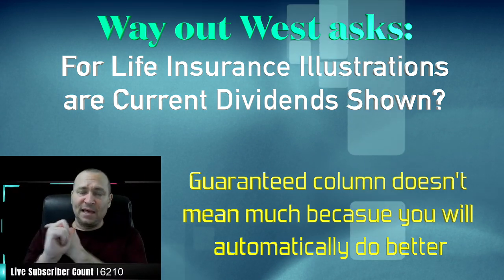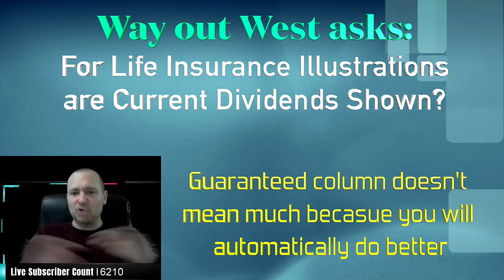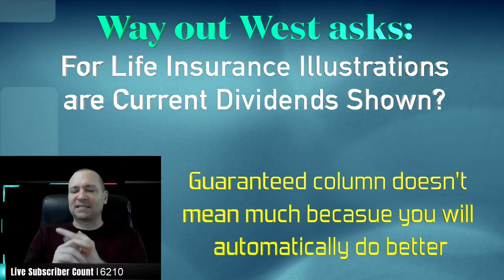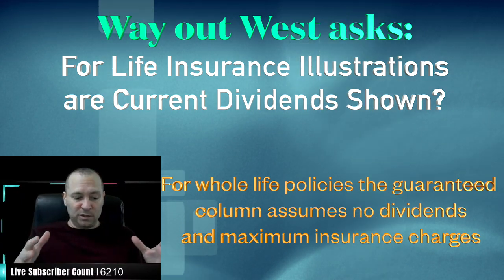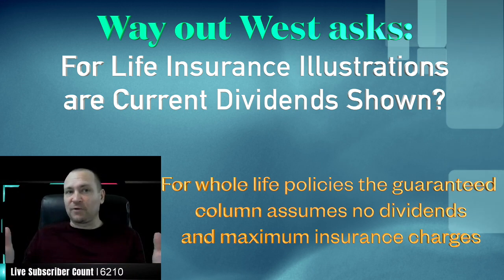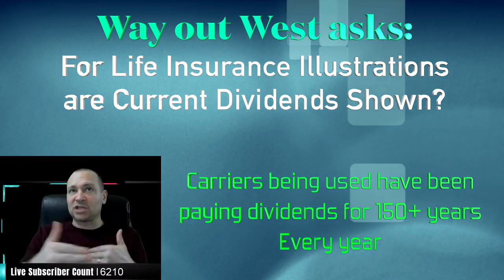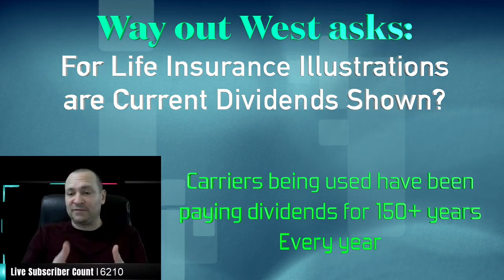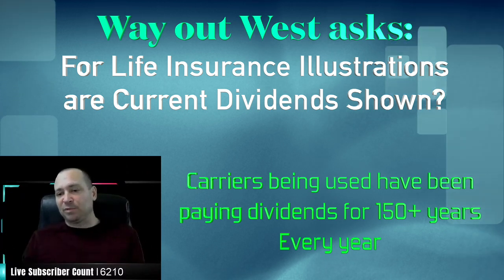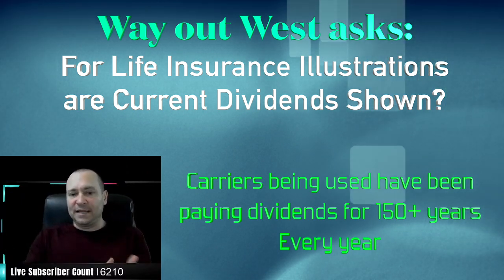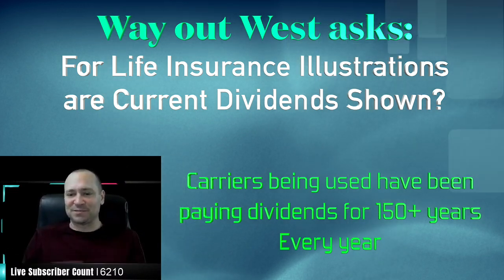If we have a whole life policy, the guaranteed column assumes no dividends ever and maximum insurance charges. Well, the carriers that we're using have been paying dividends for 150 plus years, every year. So odds are, and we already know they're going to pay a dividend the first year. Odds are they're going to pay a dividend the second year, in which case that guaranteed column is blown out of the water. And the odds are they're going to pay dividends every year we own the policy. I mean, that's why we get into those ones.